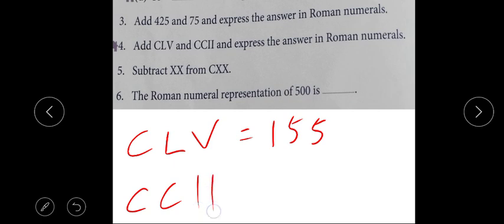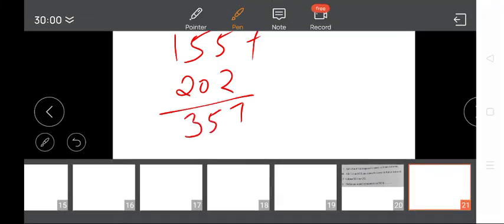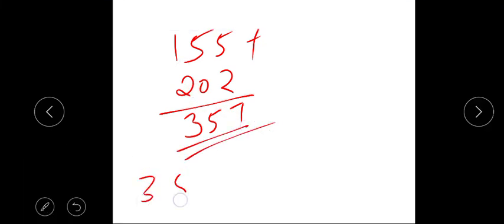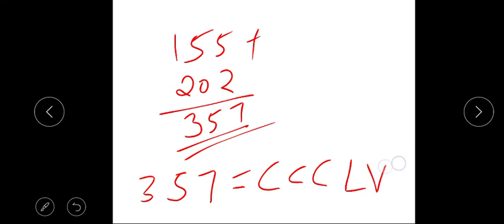Then CCII: C is for 100, again C is for 100, 100 plus 100 is 200, then 200 plus 2 is 202. First you have to add these two numbers and express the answer in Roman numerals. 155 plus 202: 5 plus 2 is 7, 5 plus 0 is 5, and 1 plus 2 is 3. So the answer is 357. Then we represent this in Roman numerals. 300 is CCC, 100 plus 100 plus 100. Then 50 is L. Then 7 is VII.